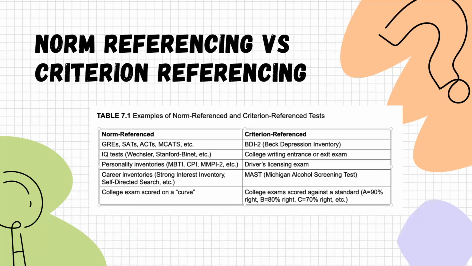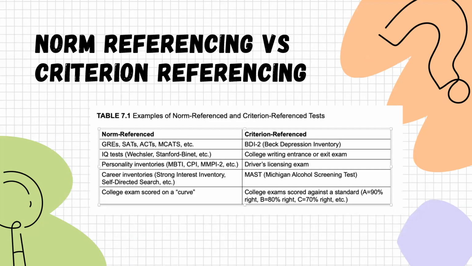All right, these are different tests that are norm referencing versus criterion referencing. Norm references are those like the GRE, the SATs, the ACT, and the MCATs. IQ tests are also norm reference, along with personality tests, career inventories, and college exam scores on a curve.